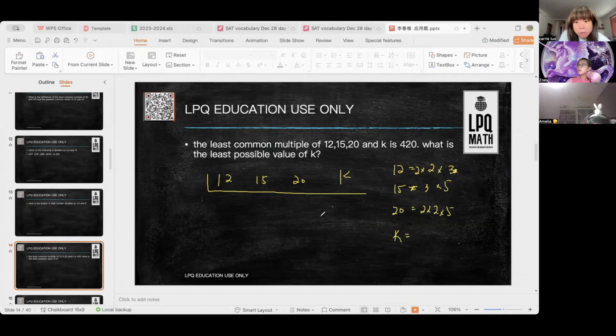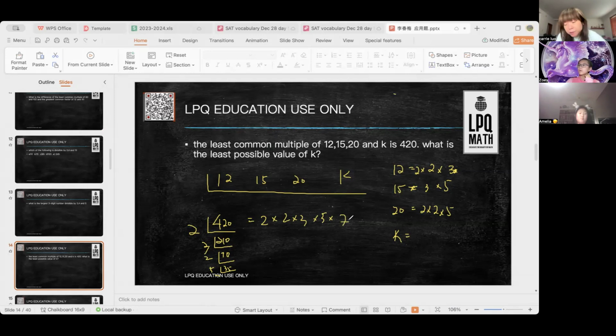So for this k, because they have 420, we need to study 420 first. So 420 equals 2 times 2 times 3 times 5 times 7, correct? So all of them have 2, 3, and 5. There's a thing missing here, 7. So k must contain 7. Don't you agree with me?